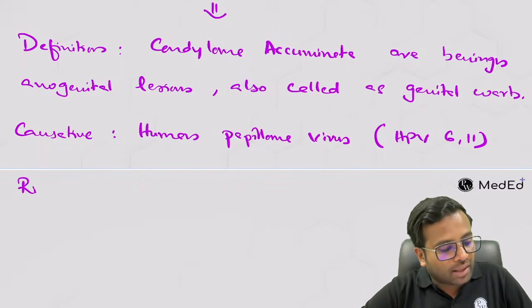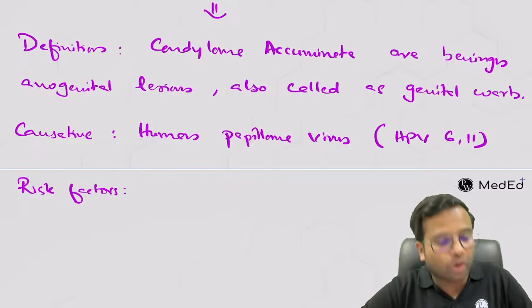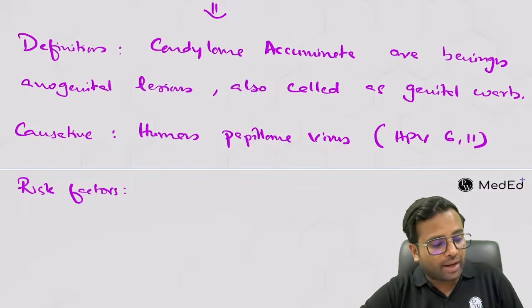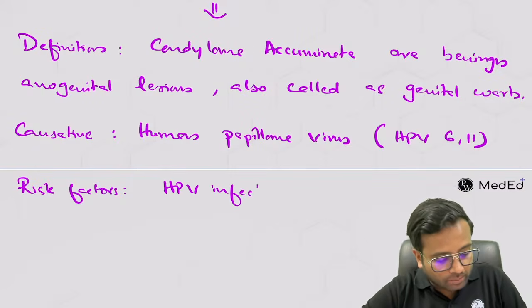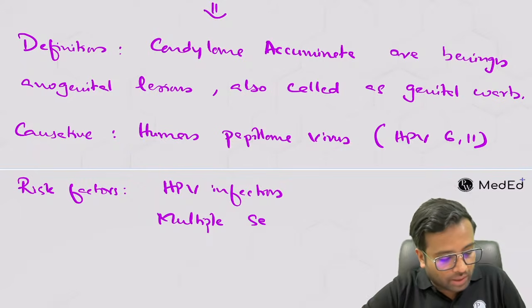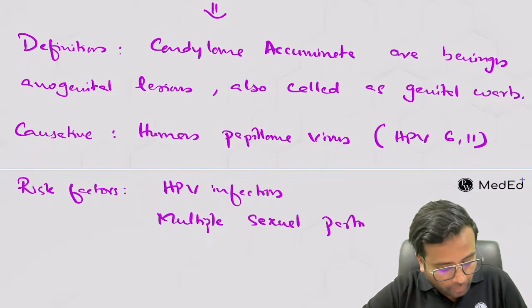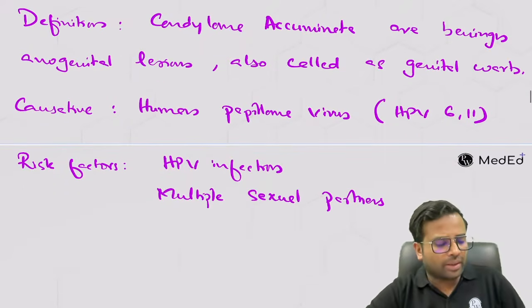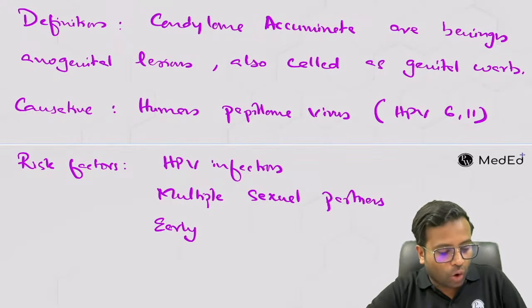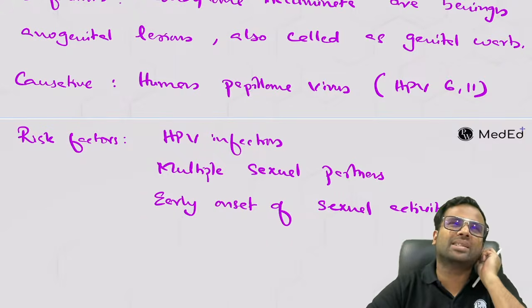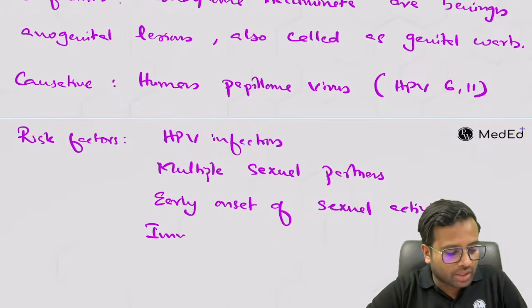Now, what are the risk factors because of which a patient can develop a condyloma acuminata? One risk factor is HPV infection. Another is multiple sexual partners. The third one can be early onset of sexual activity. And in some cases, one of the risk factors can be immunosuppression as well.